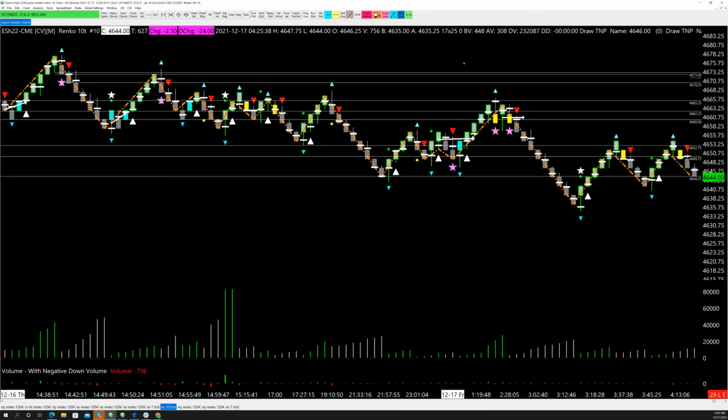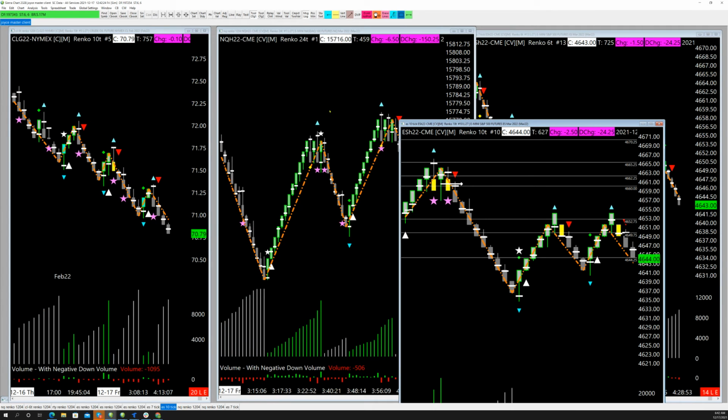Secondly, so let's go look at NQ really quick. On NQ, similar story.